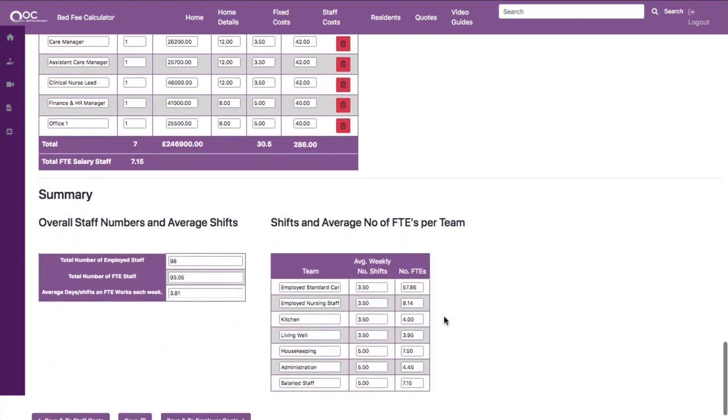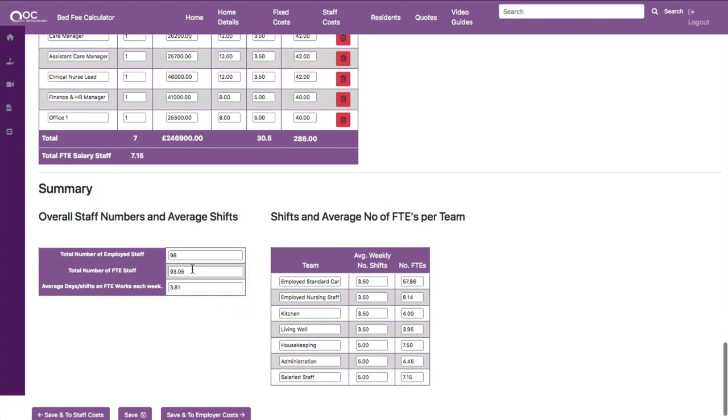So overall, there are 98 employed staff, 93.05 FTE staff, and the average days or shifts an FTE works each week is 3.81 days or shifts. And then for each team, care, nursing, and so on, average weekly shifts or days, and the number of FTEs in each as a summary. And that is your staff profile.